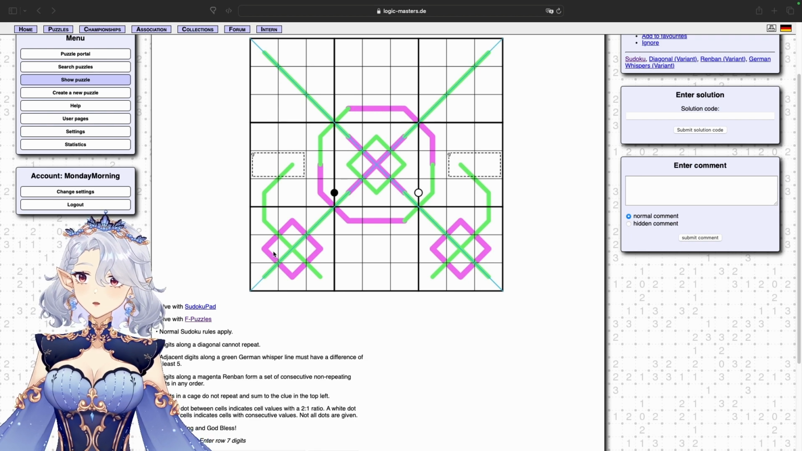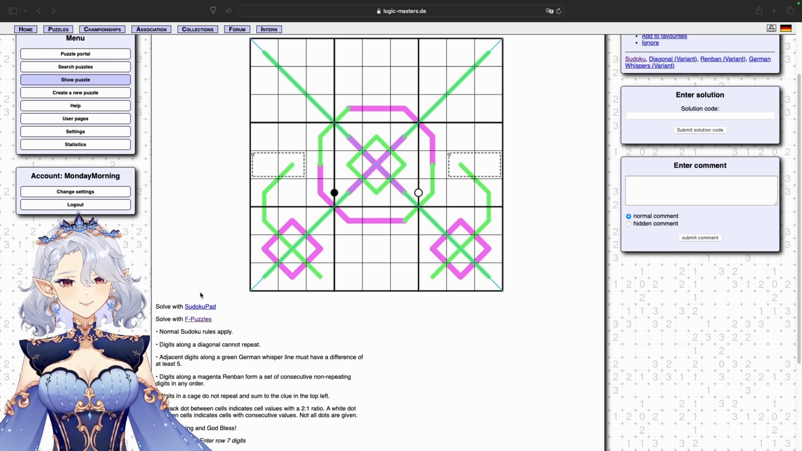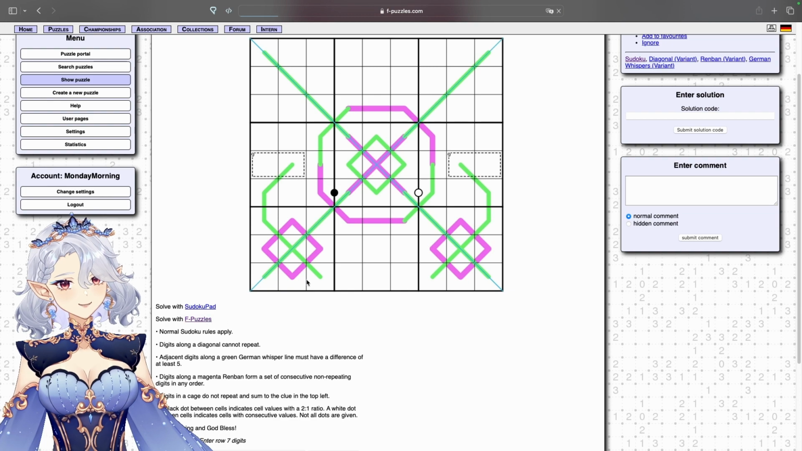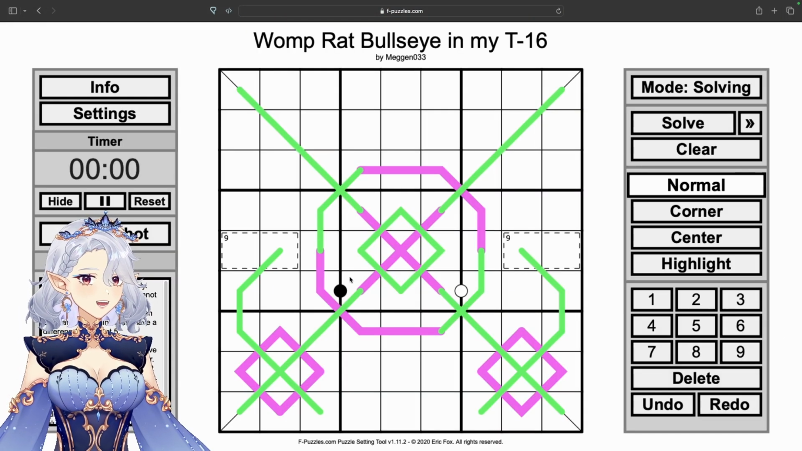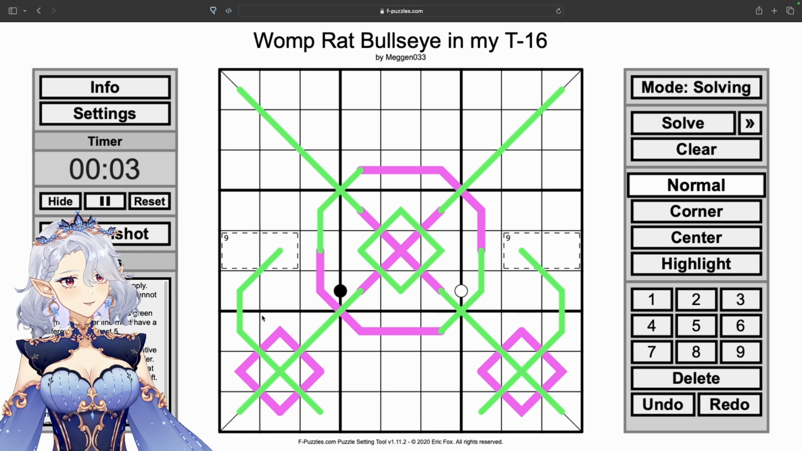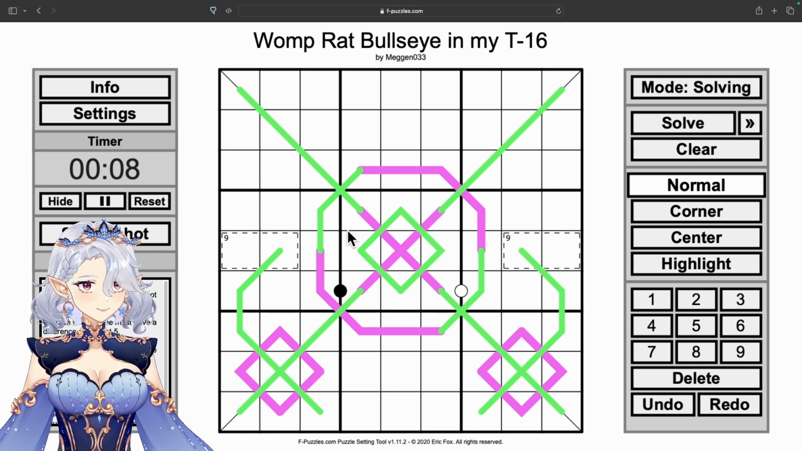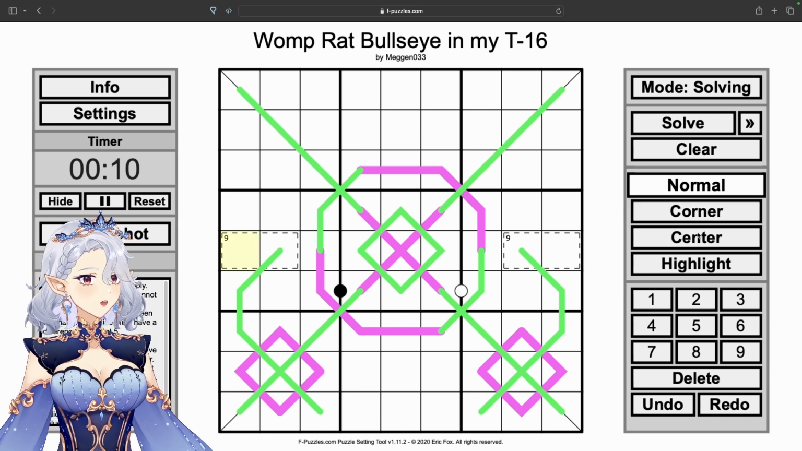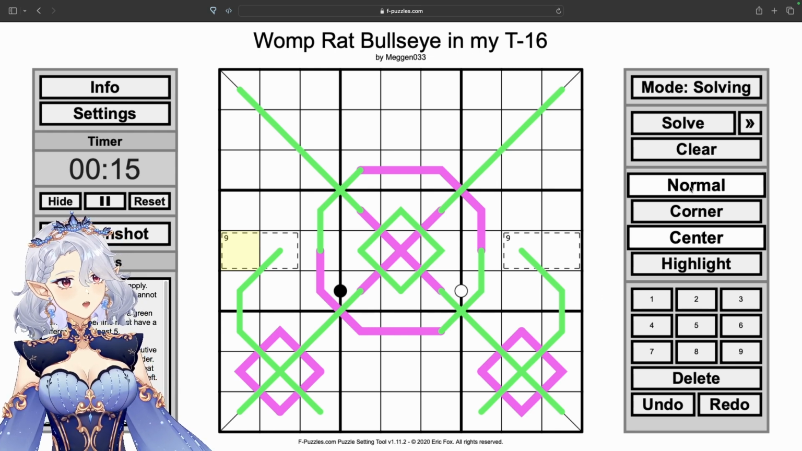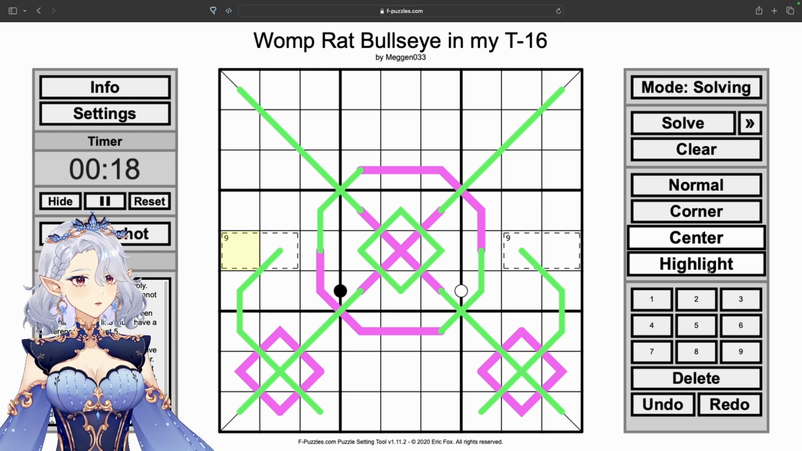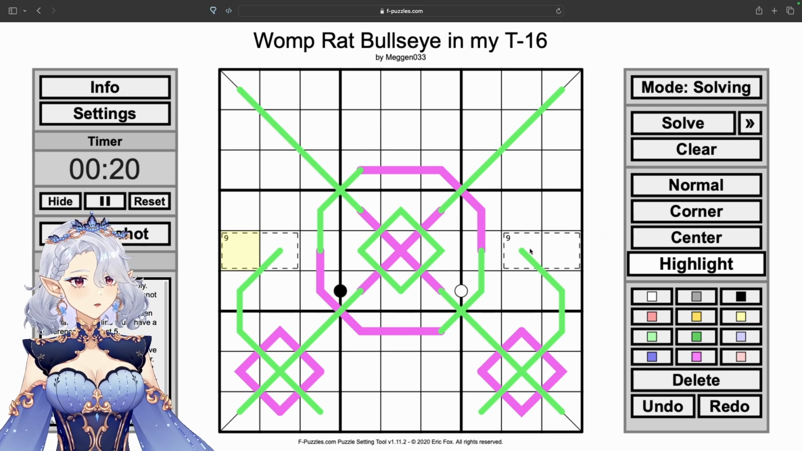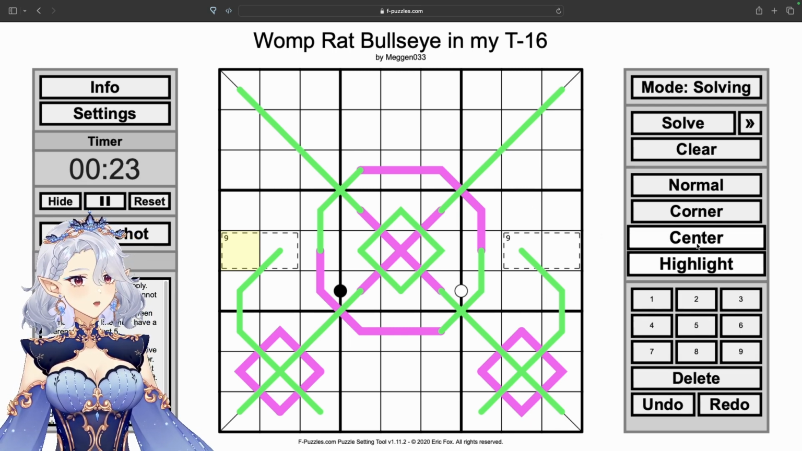Should we start with solving? I'll give it a try. Okay, let's look at it. The timer starts, and I have to work with notes here because this is way too much. There are different styles of notes. We can highlight, we can give the boxes different colors, and we can do notes in the center and notes in the corners.